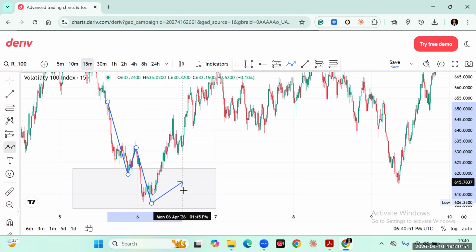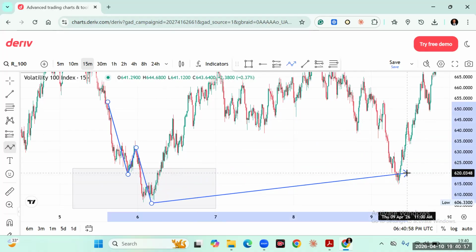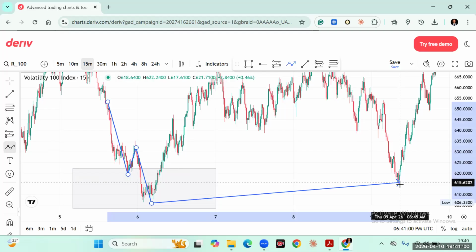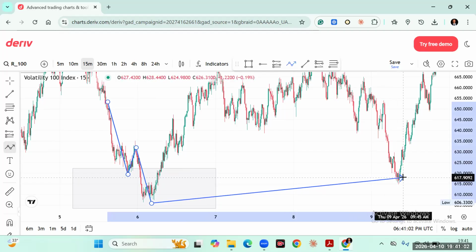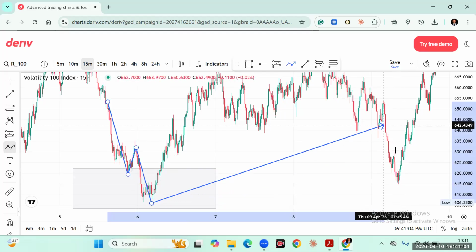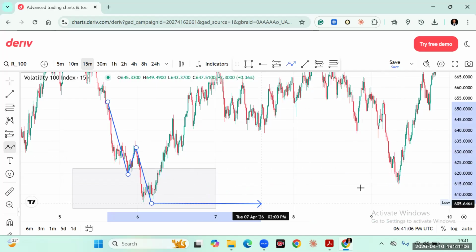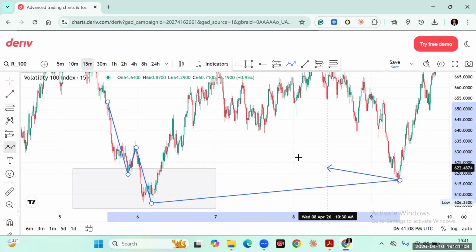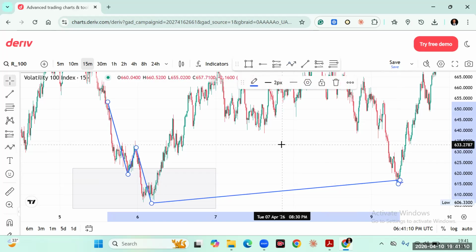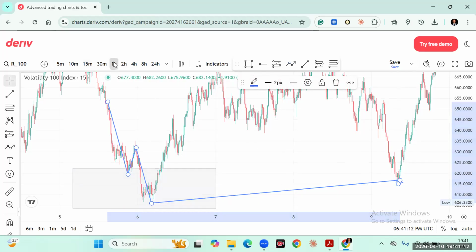And it never came back. We wanted it to come back to this zone. It never came back until the 9th April. So this was when it came back for a test. So it did 100% retracement. It came back exactly to that low. So let's check it on 1 hour, where it will be even clearer.